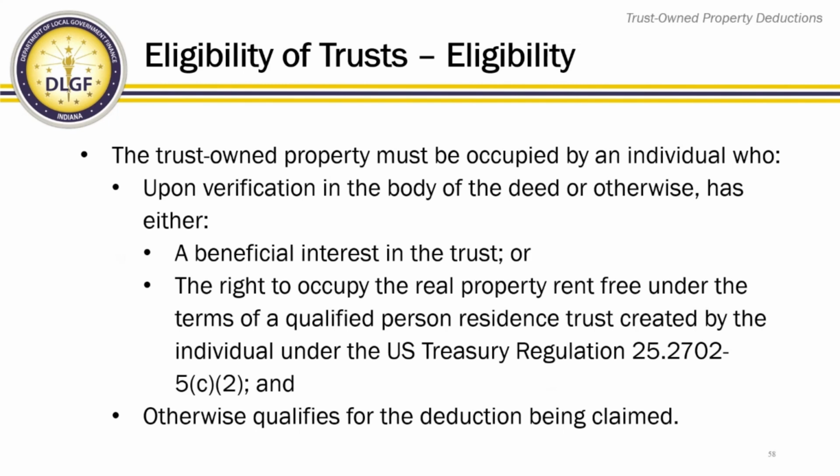The property must be occupied by an individual who, upon verification in the body of the deed or otherwise, has either a beneficial interest in the trust or the right to occupy the real property rent-free under the terms of a qualified personal residence trust created by the individual under U.S. Treasury Regulation 25.2702-5(c)(2). And the individual, or the property, must also otherwise qualify for the deduction being claimed. So those are the two main factors for when a trust can receive certain deductions.